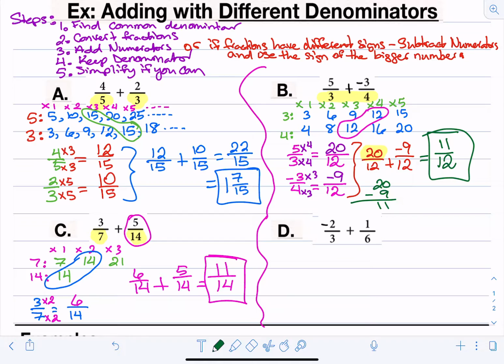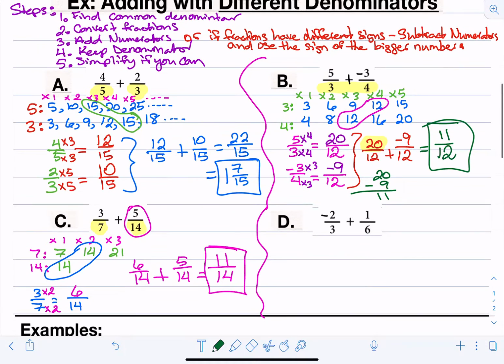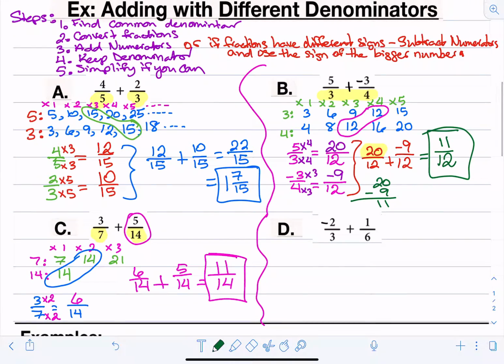All right, let's move on to 2/3 plus 1/6. So for 2/3 and 1/6, we go back to step 1, find our common denominators because the denominators are different. So we need to find the least common multiple, right? The smallest number that both 3 and 6 go into. So I'm going to have my 3 and I'm going to have my 6. And we'll do 1, 2, 3, 4.